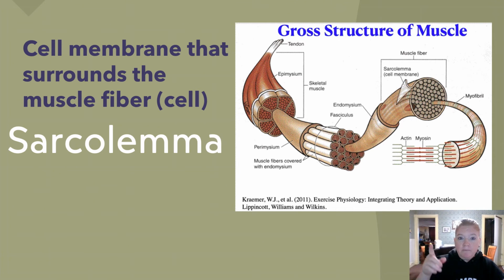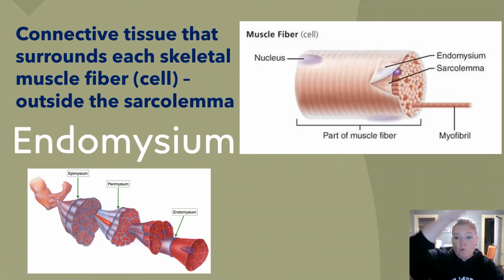Okay, now there's a cell membrane that surrounds the muscle fiber cell. That's called the sarcolemma, okay, and that surrounds the muscle fiber. Okay, then around the sarcolemma, we have the endomysium connective tissue again. So look at this little illustration here. You can see this is a part of a muscle fiber, and then you can see the sarcolemma, and then around the sarcolemma, you can see the endomysium, and then you can see there's a lot of different nuclei that are evident. So that sarcolemma covers the muscle fiber and then the endomysium.